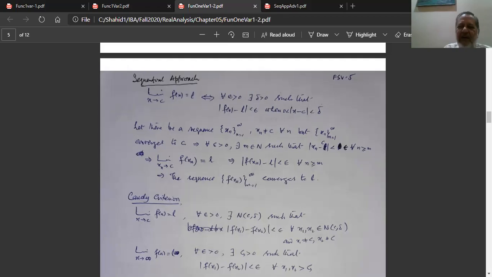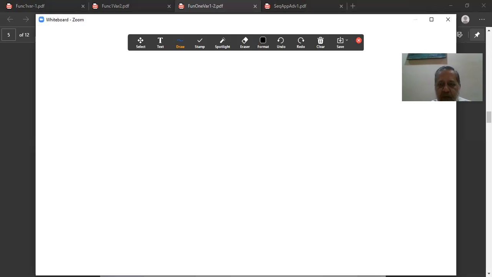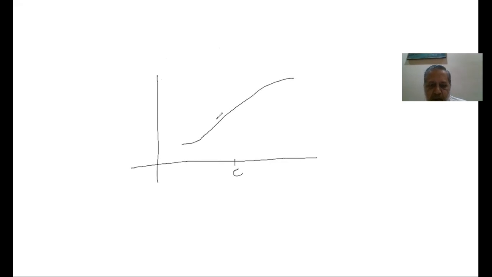Let me go to the whiteboard. We talk about neighborhoods of c, and we are seeking what? Limit x approaches c of the function equal to L.